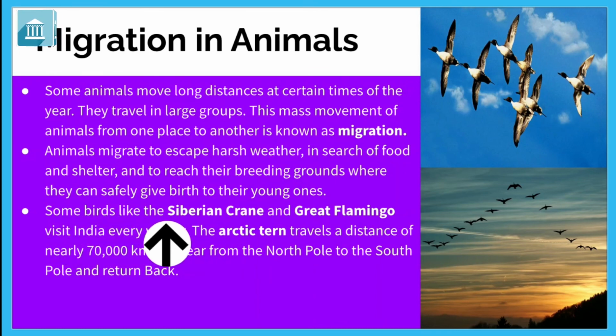Some birds like the Siberian crane and great flamingo visit India every winter. The Arctic tern travels a distance of nearly 70,000 kilometers in a year from the North Pole to the South Pole and returns back.